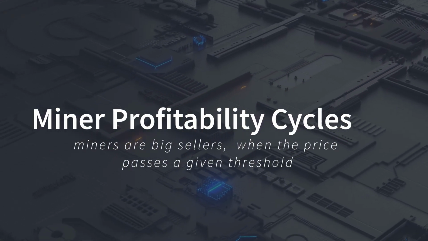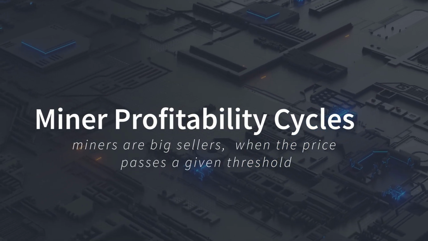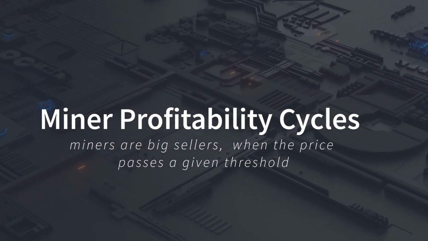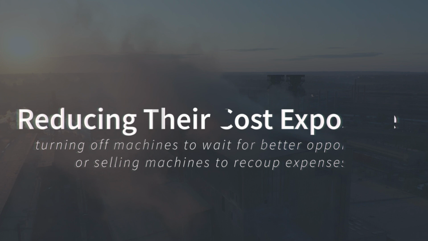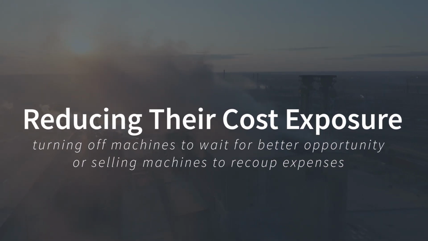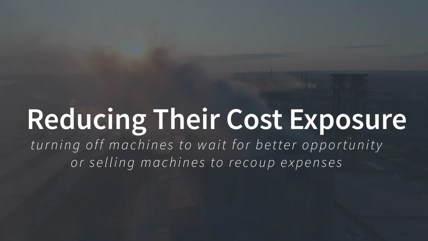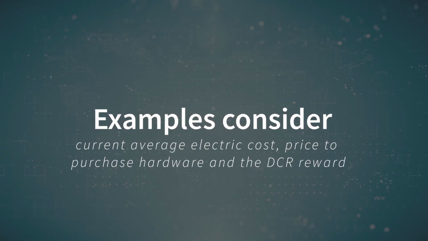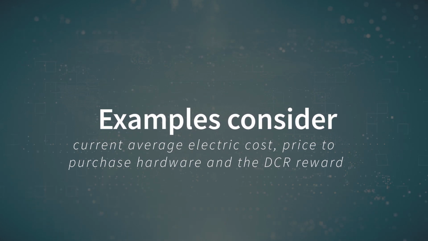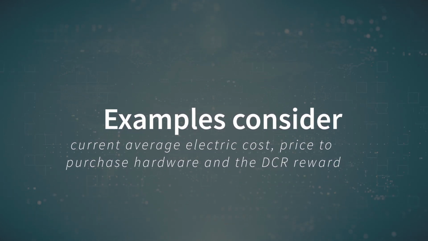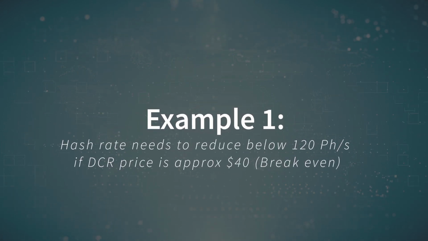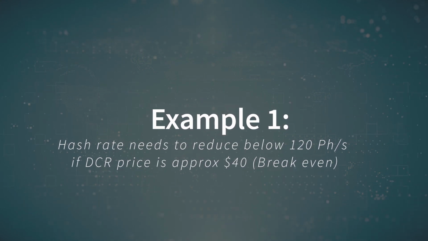when the price increases. On the Decred chain before the subsidy split, miner profitability was incredibly high. After this consensus change, miner profitability reduced below break even. They are naturally in the process of reducing their cost exposure, which is likely to continue for some months. For a miner to currently break even or become profitable on the Decred chain, one of the following three scenarios needs to be met. This research is based on the current average electric cost, price to purchase hardware, and the DCR reward. Firstly, hash rates need to reduce to at least 120 petahashes if DCR price is approximately $40. This is a break-even scenario.